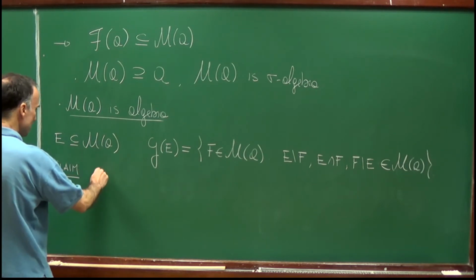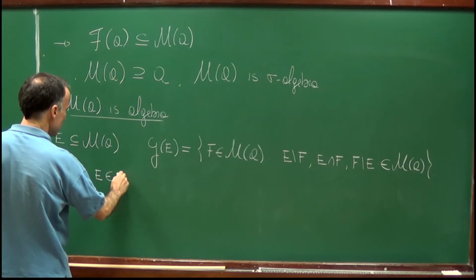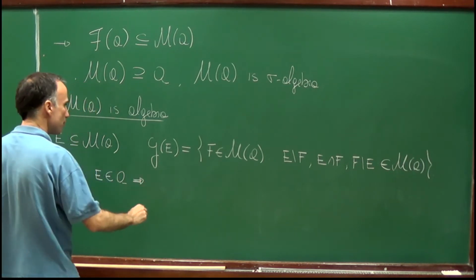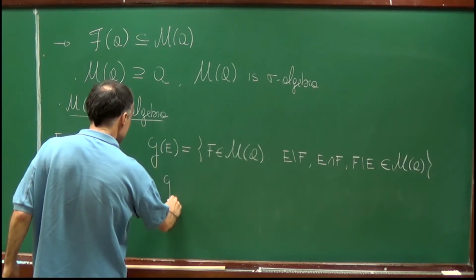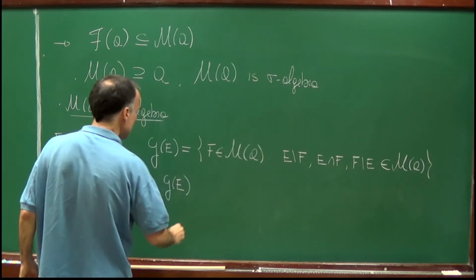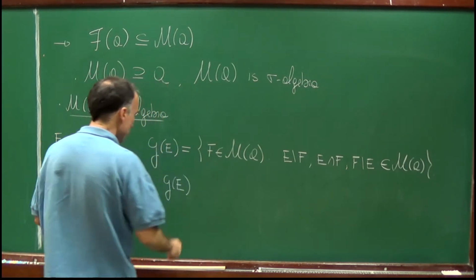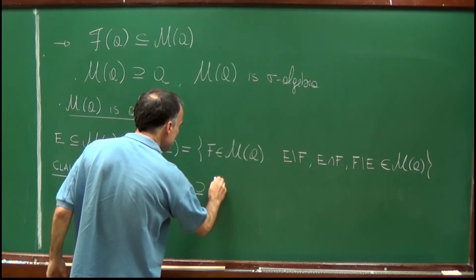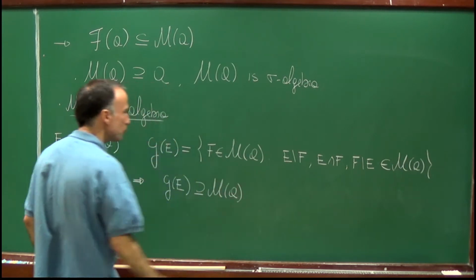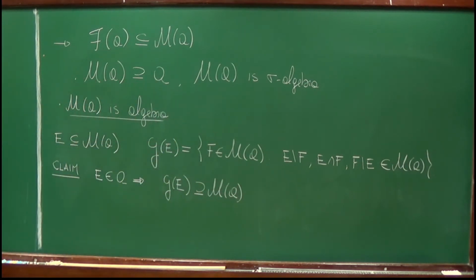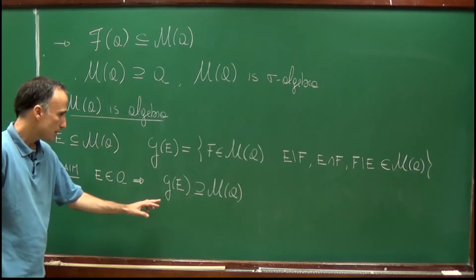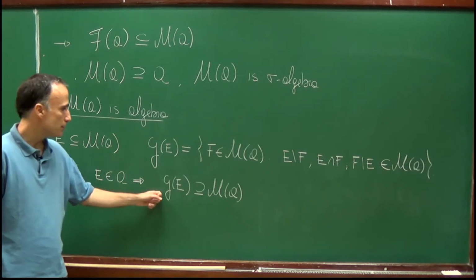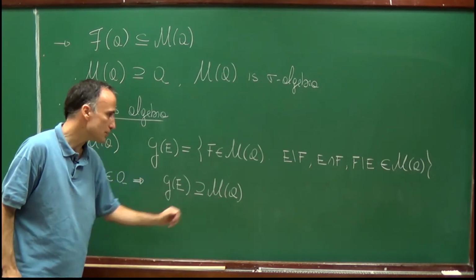And my first claim is that, assume that E belongs to the algebra, then G of E will be a monotone class which contains the algebra and therefore contains the monotone class generated by A. So, as I said, my claim is that if you take a set E in the algebra, then G of E contains the monotone class generated by A.